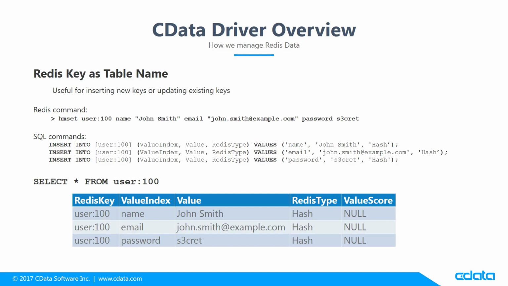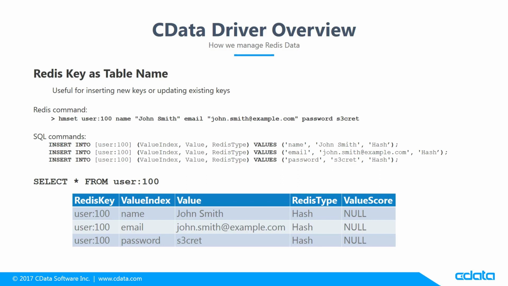So a sample Redis command, as you can see here, we're creating a hash key. We've got some fields: name, email, password. To mimic this kind of behavior with a CData driver, it does take 3 SQL commands, but it gives you granular control over which fields are added to the hash, and it gives you granular control to update those fields. So, we're going to insert into user:100, which is the name of the key, and when you're working with a key as a table name, there are 5 distinct columns, 3 of which are needed for an insert or an update.